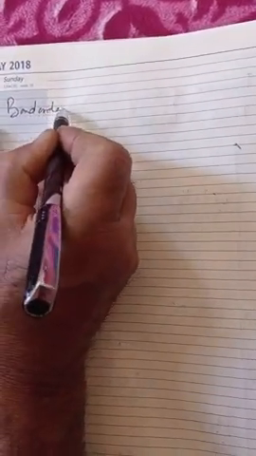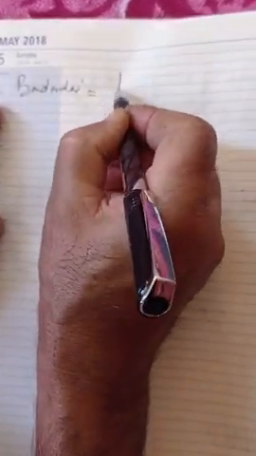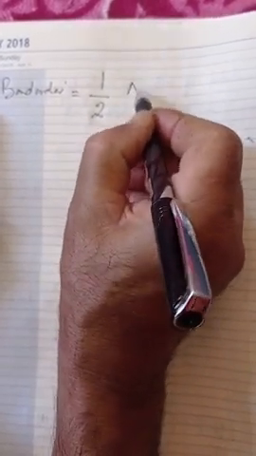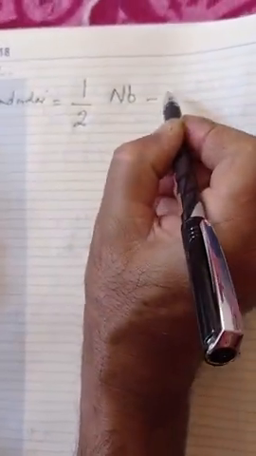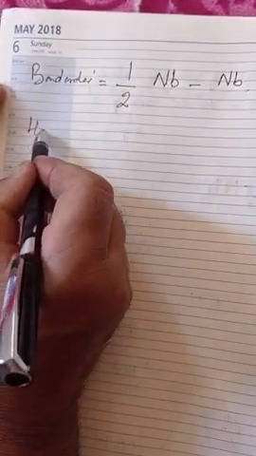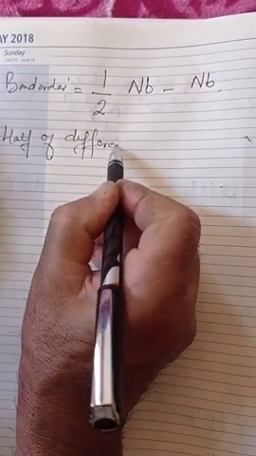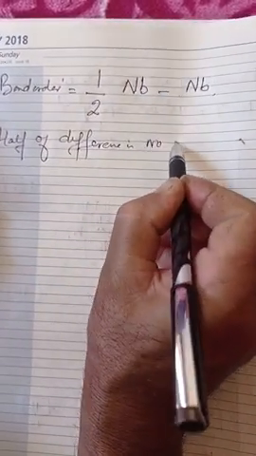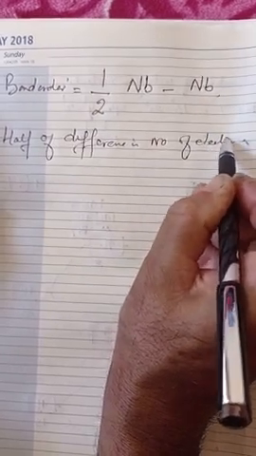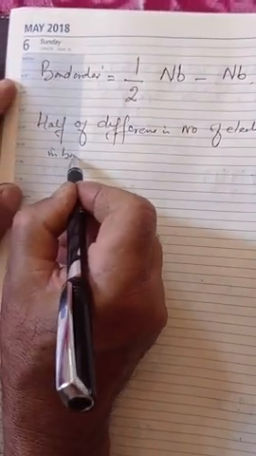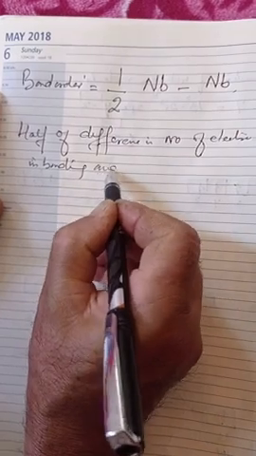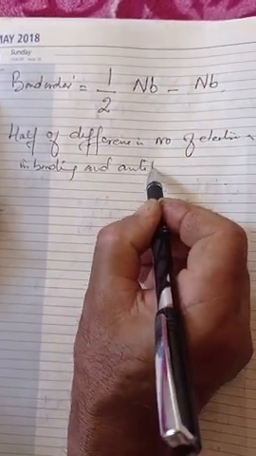Bond order is defined as half of the difference of the number of electrons in the bonding orbital and anti-bonding orbital. I will write it. Bond order is half of the difference in the number of electrons in bonding and anti-bonding orbital. अब anti-bonding और bonding orbital में जो डिफरेंस आ जाएगी उनका हाफ जो है वो बॉन्ड ऑर्डर.